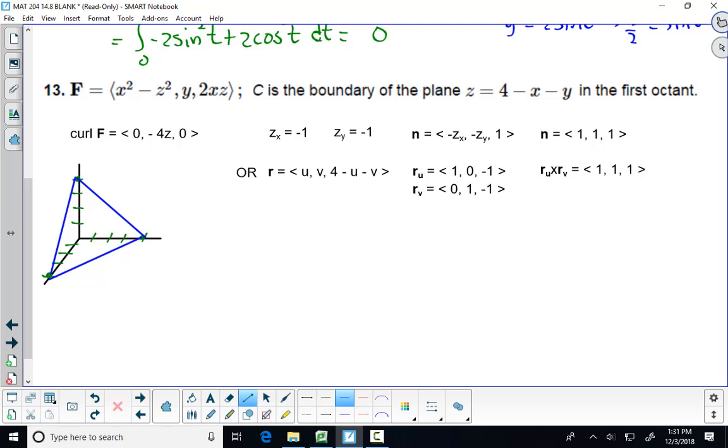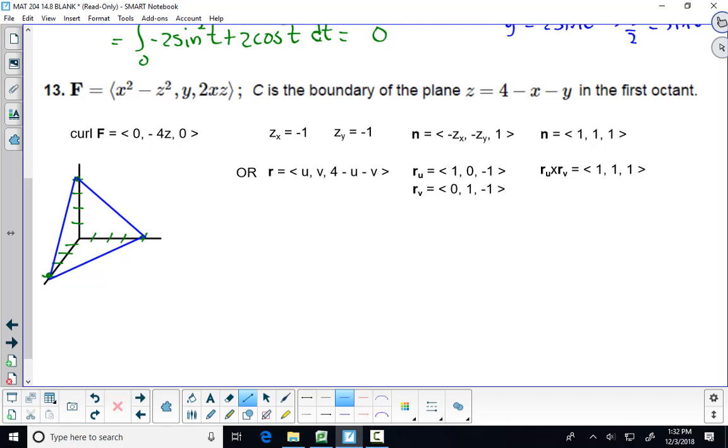All right, so this is our curve. The blue thing is our curve, and that's the boundary of this plane in the first octant. Again, curl of this vector field, you know how to do that, determinant. That's a vector field. There's your curl. Now we need to figure out the normal vector for this tilted plane.